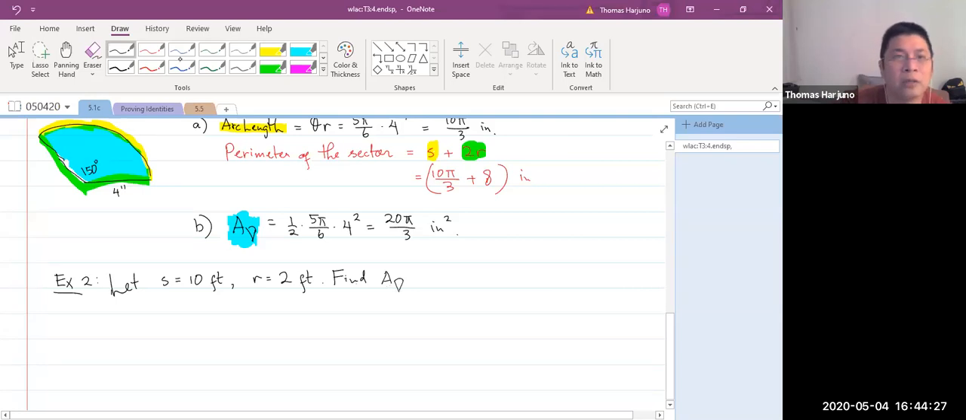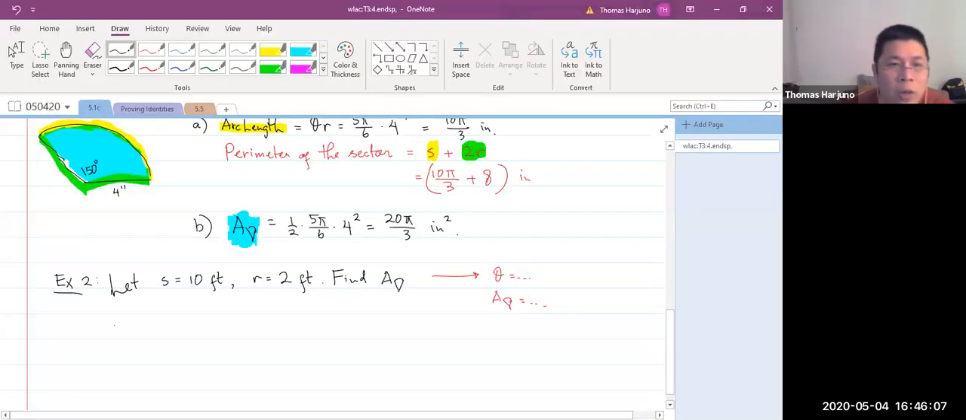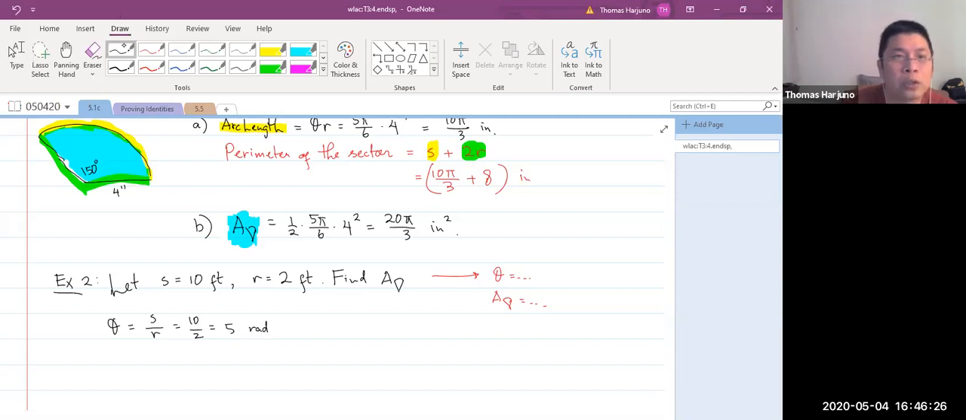So the plan is we will need to first find theta. After you find theta, then you find the area of the sector. Right? Okay, let me ask you to do that in 1 or 2 minutes. Okay, theta will be the arc length over the radius. That's 10 over 2, that's 5 radian. Usually the unit radian is not written, so I can write 5 radian or simply 5.